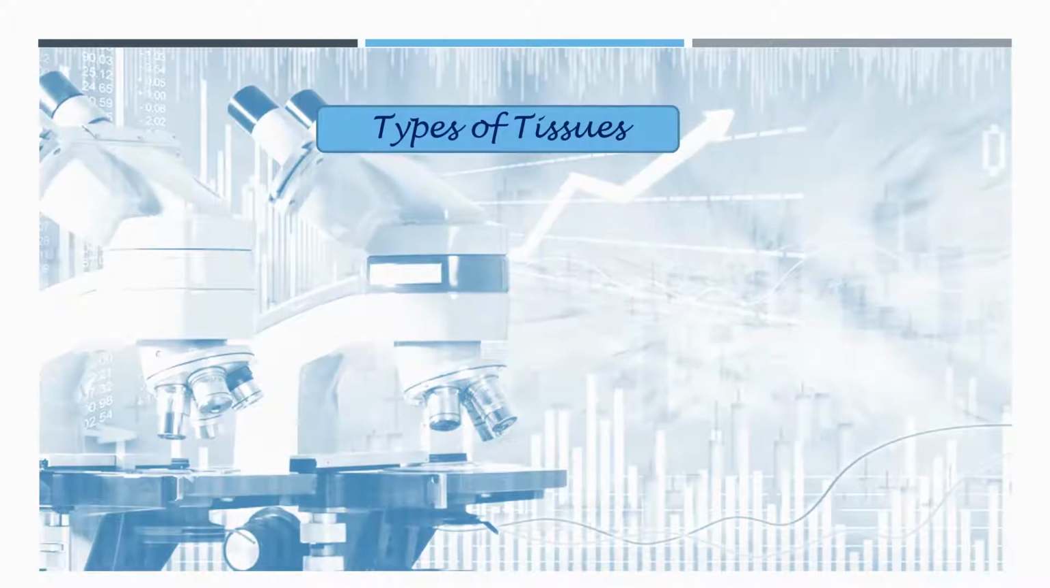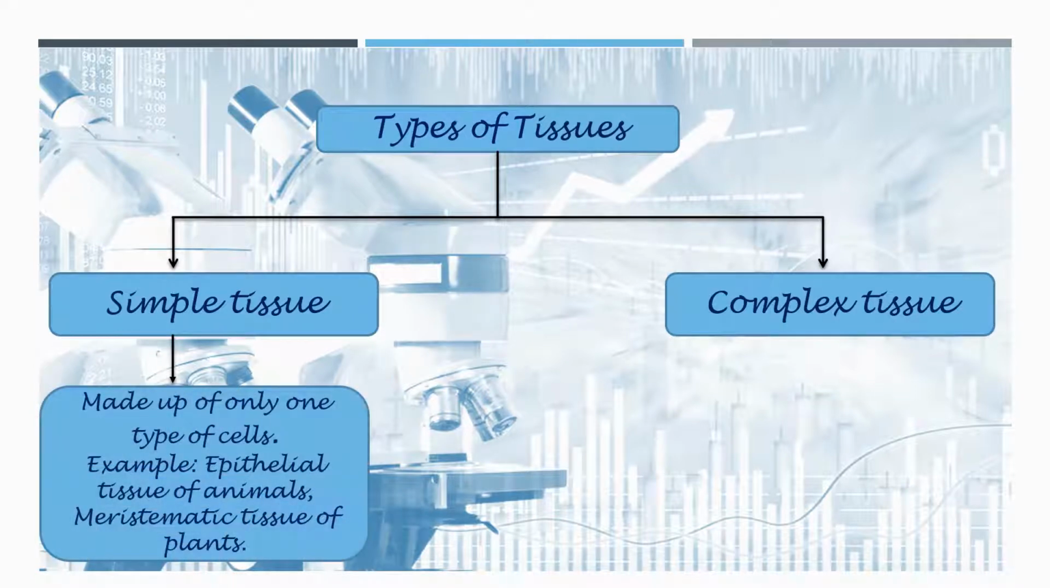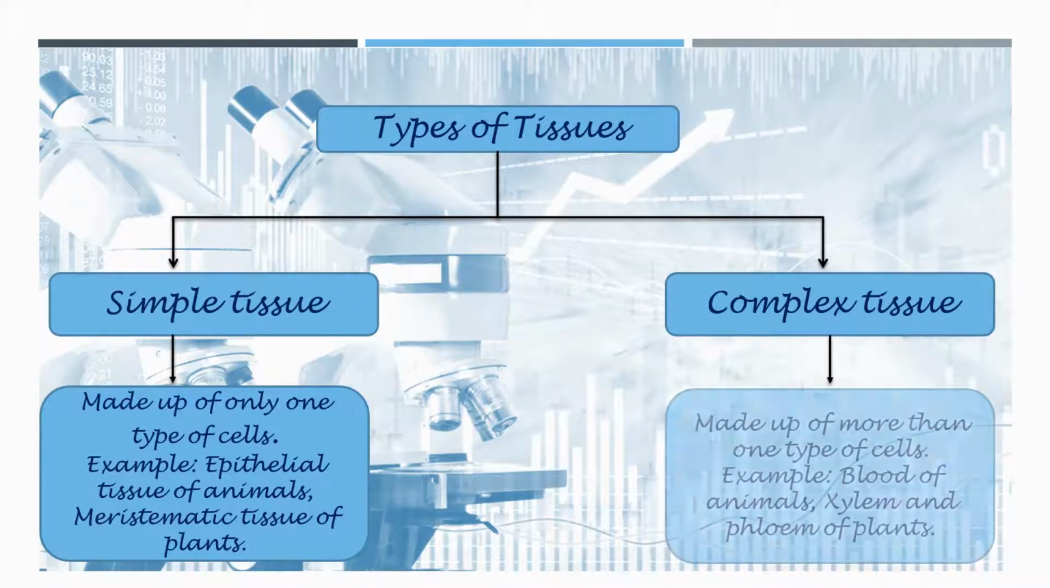Now students, let's learn about the types of tissues. There are two types of tissues, that is simple tissue and complex tissue. Simple tissue is made up of only one type of cells. For example, epithelial tissue of animals, meristematic tissue of plants. And the complex tissue is made up of more than one type of cells. For example, blood of animals and xylem and phloem of plants.